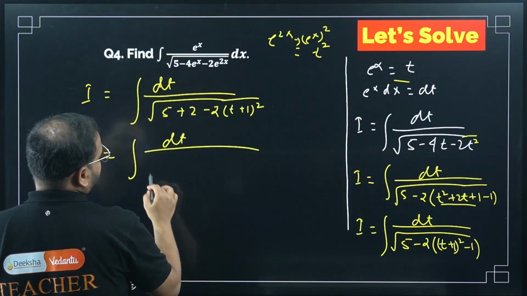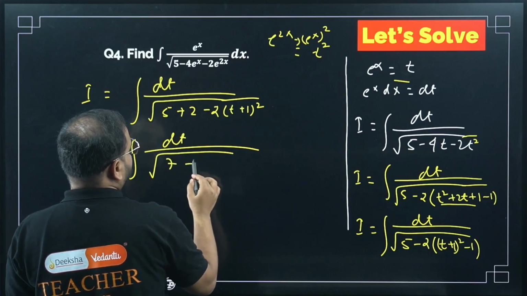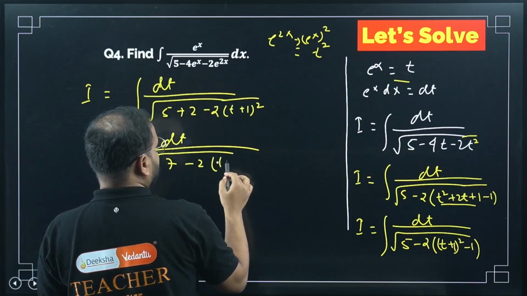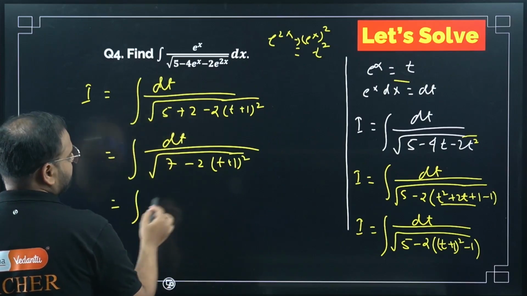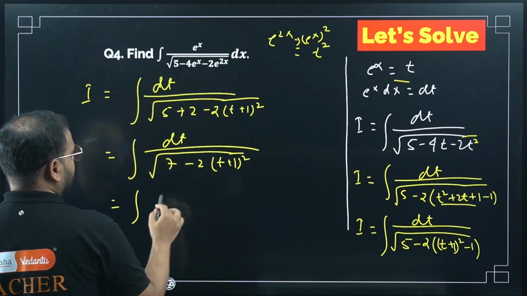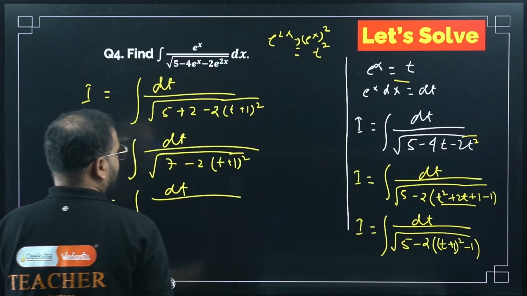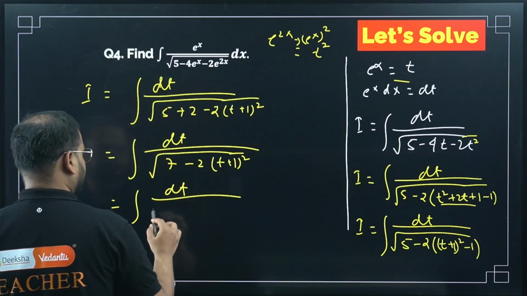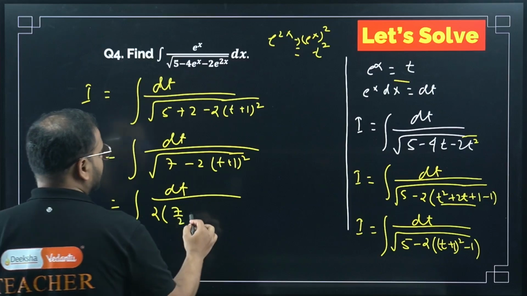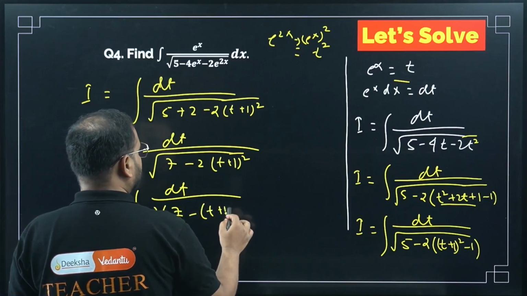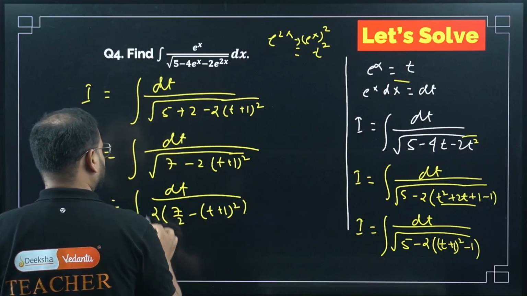7 by 2 I will get in the next step. 7 minus 2 times (t plus 1) the whole square, right? So what do I get? Now do one thing. Take this 2 on the side and remove it outside. Now if I take 2 common, what am I getting? I'm getting 7 by 2 minus (t plus 1) the whole square. This whole thing is under root.